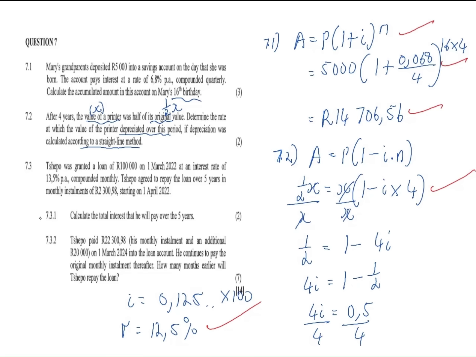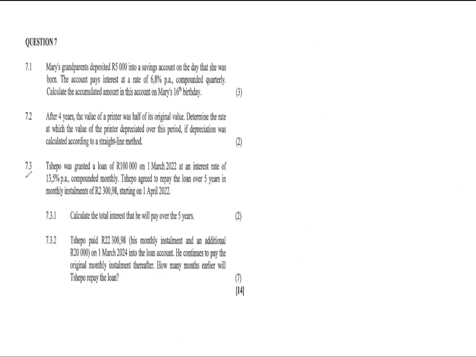Okay, then we have 7.3. They say Tepo was granted a loan of 100,000 on 1 March 2022 at an interest rate of 13.5% per annum compounded monthly. Tepo agreed to repay the loan over 5 years in monthly installments of 2,300.98 starting on 1 April 2022, which is just a month after he took the loan. Calculate the total interest that he will pay over the 5 years, right? So obviously, this is what we are going to do.